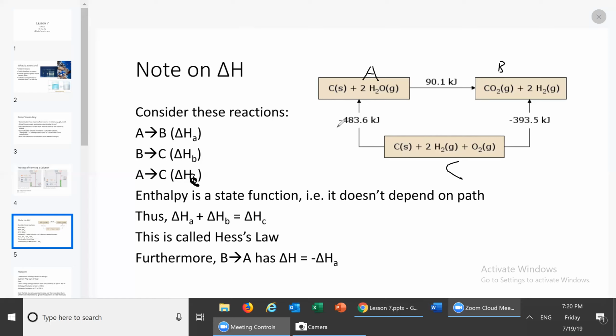So all we need to do is reverse the sign. So this should be positive 483.6. Going from A to C will have a delta H of 483.6 kilojoules. And then for C to B, we can just sum these. C to B is just negative 393.5. So A to B is going to be the sum of that. A to B is going to be 483.6 plus negative 393.5, right?